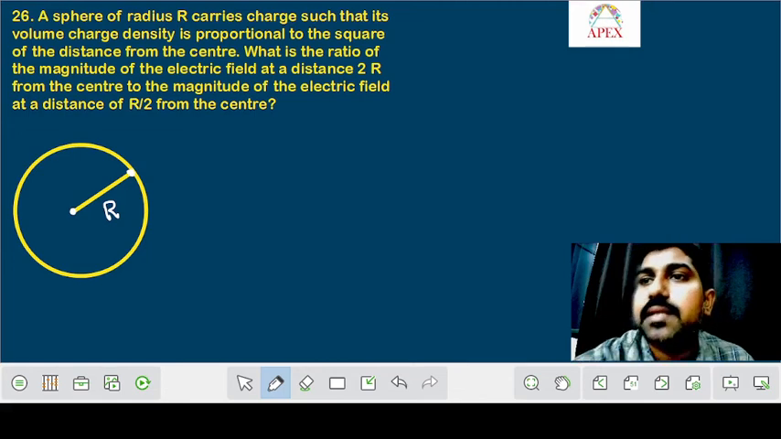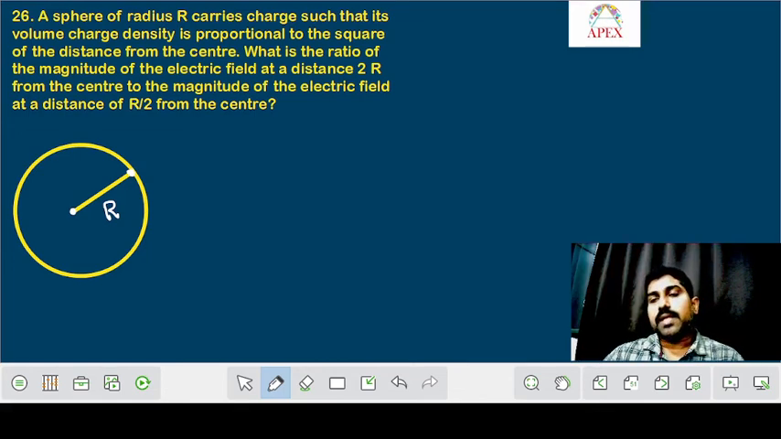Question number 26. A sphere of radius r carries charge such that its volume charge density is proportional to the square of the distance from the center. What is the ratio of the magnitude of electric field at a distance 2r from the center to the magnitude of electric field at a distance of r by 2 from the center?